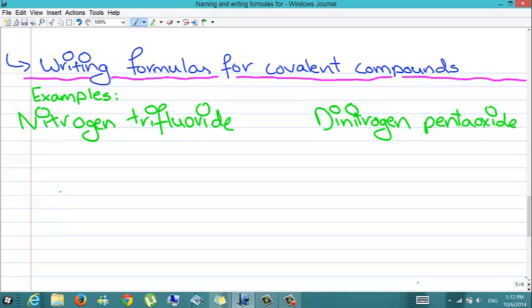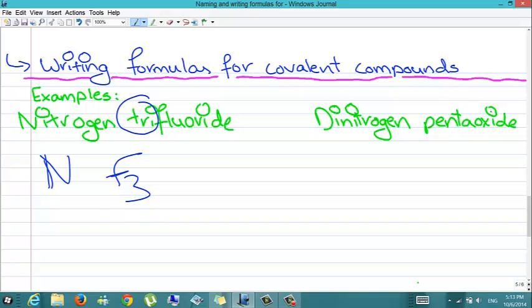Now we're doing the opposite thing. We're writing the formulas for the compounds. Nitrogen, so it's N only, since we don't have any prefixes. So we'll just write N. If you want, you can add a 1 or you remove it. I just remove it. Fluoride stands for F. Since we have a tri, which stands for 3, it will be NF3.